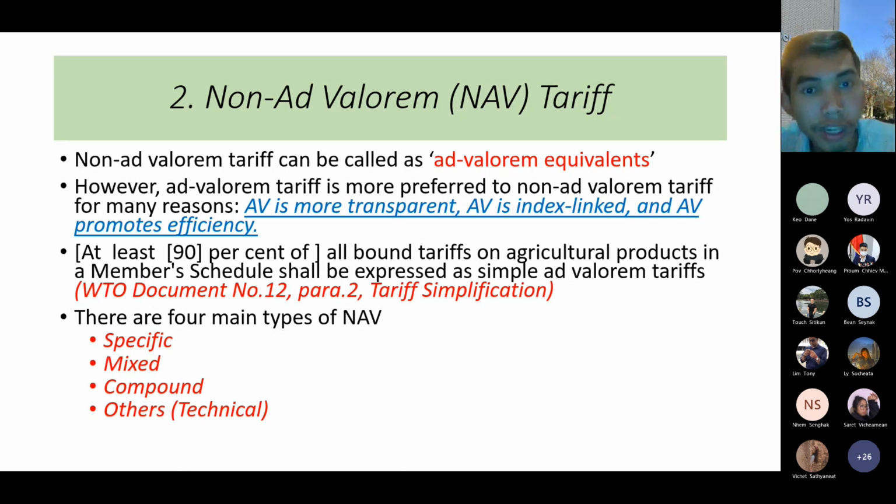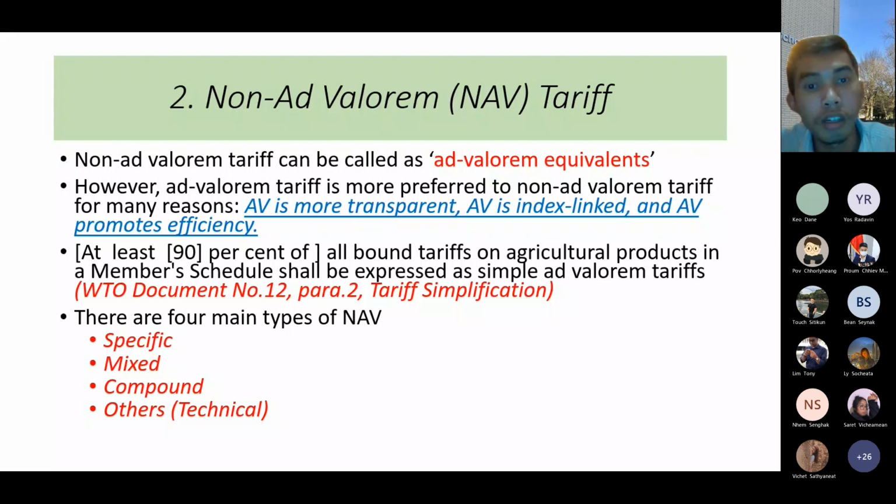Again, non-AV is different from AV in that non-AV does not take into account the price of the good, but takes into account other forms of the good, for example pair, weight, kilogram, and so on. I'm going to explain in the next slide. However, the ad valorem tariff, the AV tariff that I explained in point number 1, is always more preferred and more popular than the non-ad valorem tariff for many reasons.